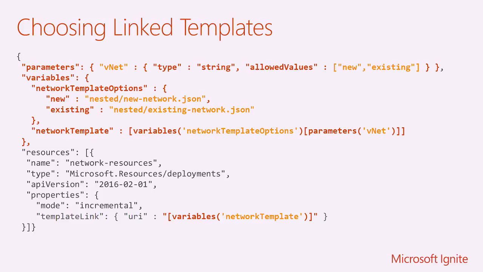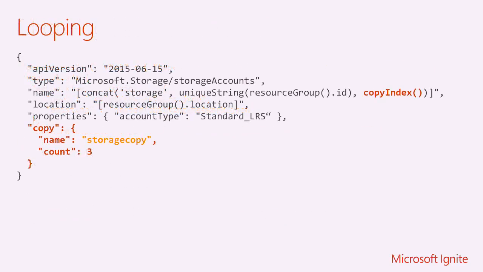So in this particular case here, we are deciding whether to deploy a new network or use an existing network. And then based on the parameter that the user has passed in, we can decide which template we're going to end up using here. So the existing network template is going to be empty because the resource already exists in another resource group in the same location. So that's branching, and how we decide which templates we're going to use.